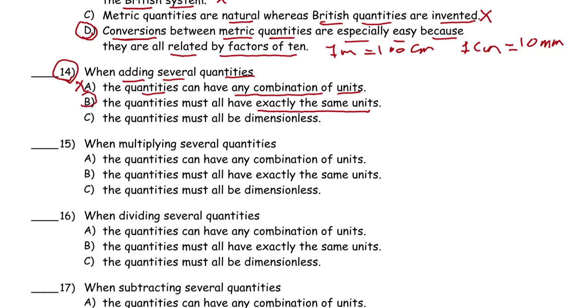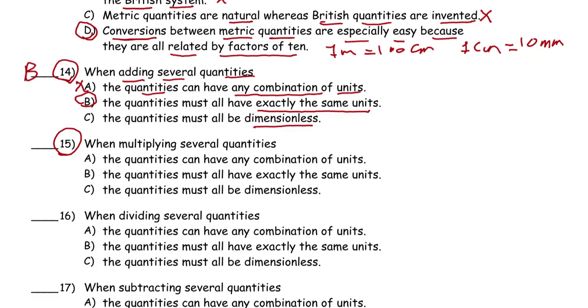Letter B is right. The quantities must all be dimensionless. How? Dimensionless when you add only ratios, right? So the right answer is letter B. The quantities that you are adding must have the same type of units.